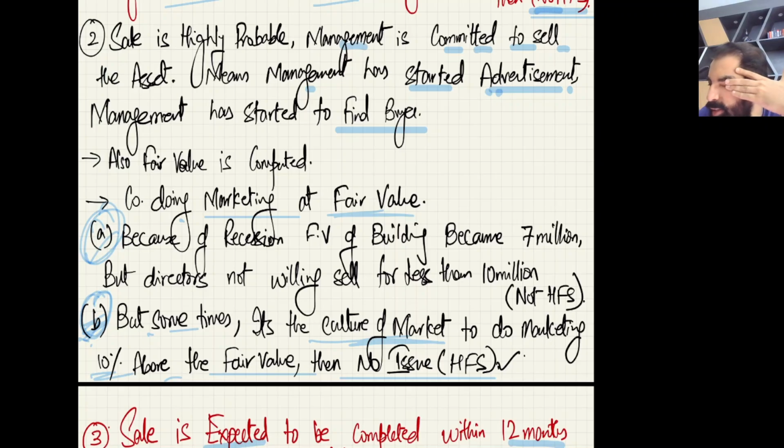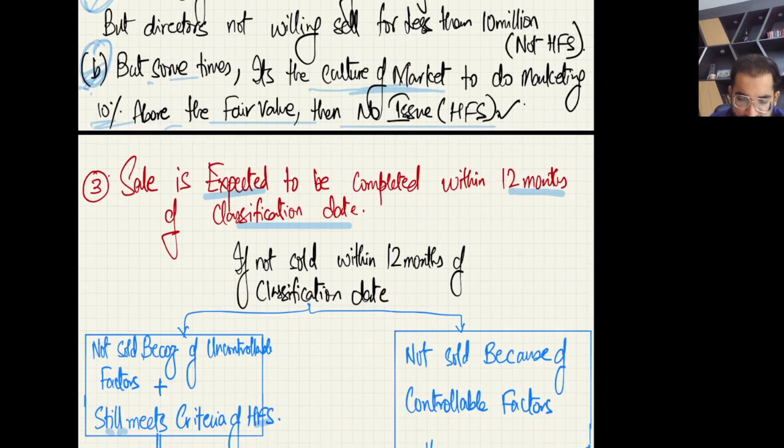This is the market culture to do marketing 10% or 15% above. This second point also came in one paper of FR level, FR intermediate level. Okay, so be careful with these 2 points. If it is the culture of market to do fair marketing a little above the fair value, it's okay. But if you are very rigid and the real property prices have come down and you are saying no, I will sell it for this much, so that means it's not held for sale. Definitely you can't sell it now.